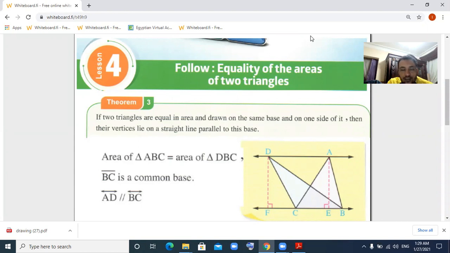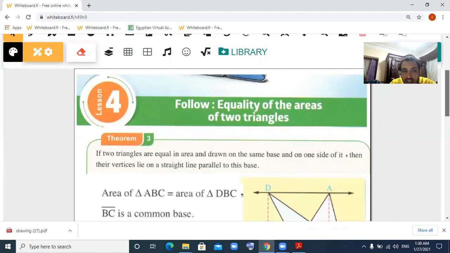Okay, in geometry, we follow the lesson on the equality of areas of two triangles. We remember from the previous lesson that if we have two parallel lines and the two triangles have a common base, like BC, and the two triangles are between two parallel lines, then the area of the first triangle ABC equals the area of the second triangle BCD.